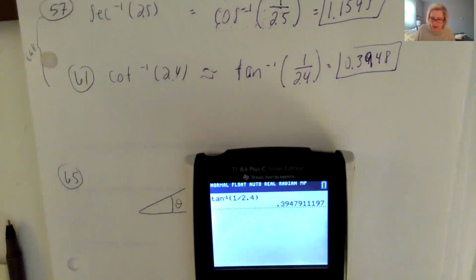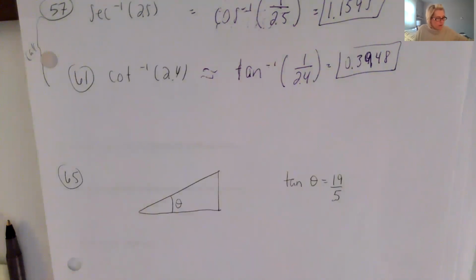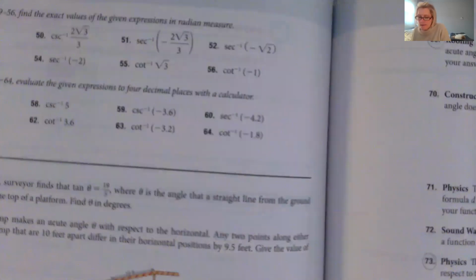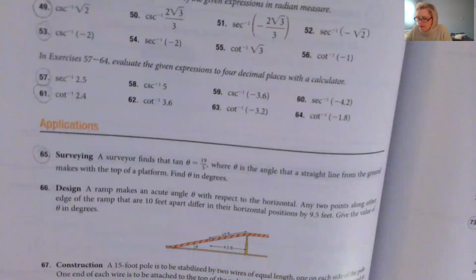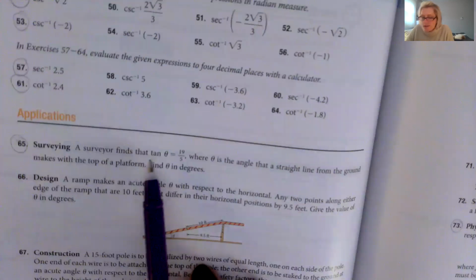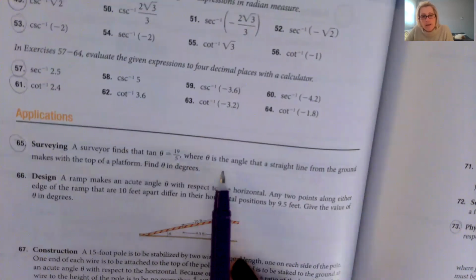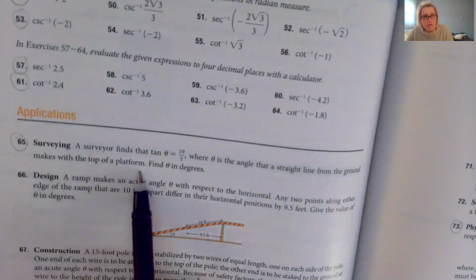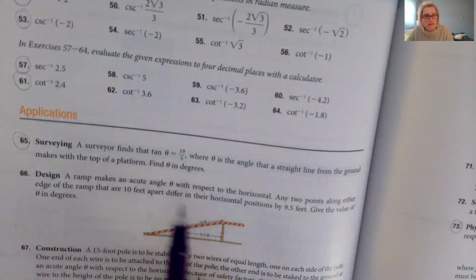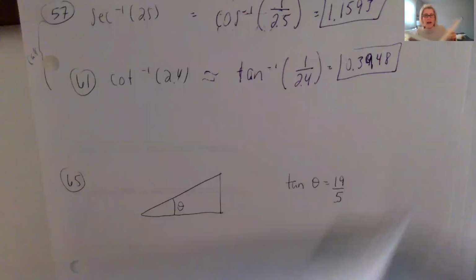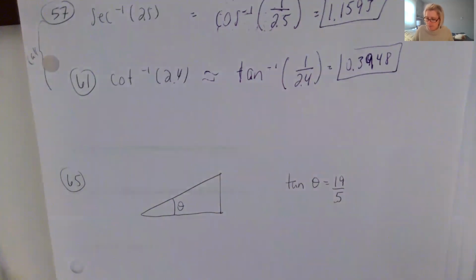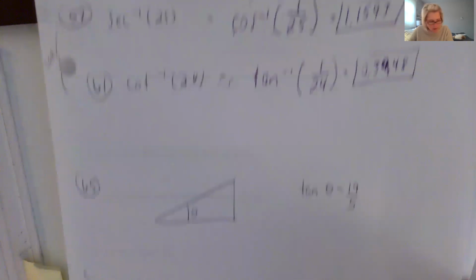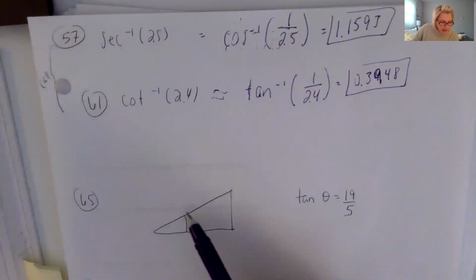Okay. The last 2 problems that I'd like to do are from the application section. And the first one is number 65. So let's just read that one together. It's about surveying land. It says a surveyor finds that the tangent of theta is 19/5, where theta is the angle that a straight line from the ground makes with the top of a platform. Find theta in degrees. A surveyor is somebody that measures land or property if you were going to sell or buy some property. So I drew my picture here.